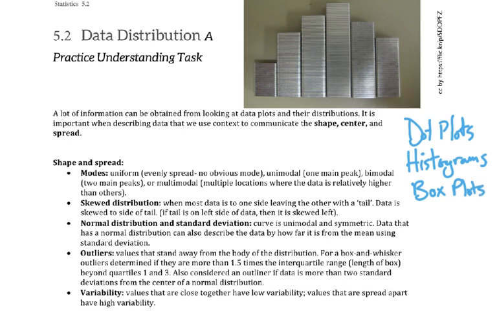Okay, so we've got this little task we're going to try first off, and probably have some notes and go from there. A lot of information can be obtained from looking at data plots and their distributions. It is important when describing data that we use context to communicate the shape, center, and spread. Those are the three main things that we're looking at here: shape, center, and spread.